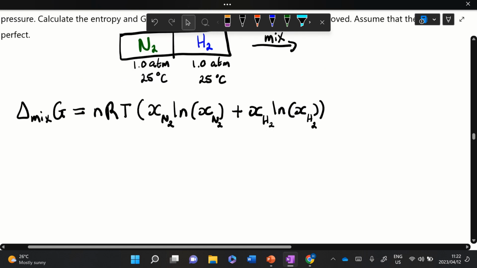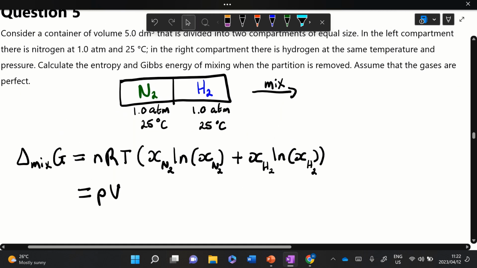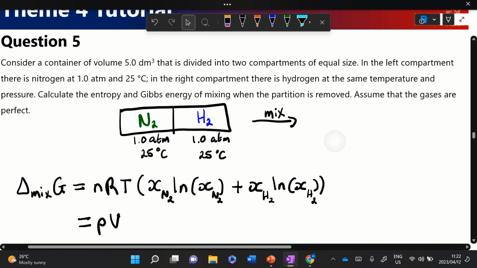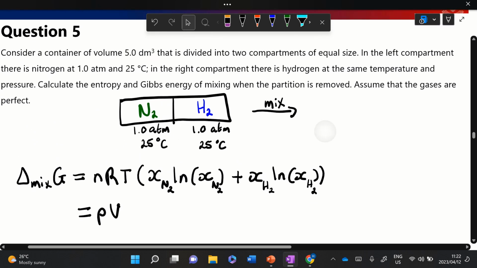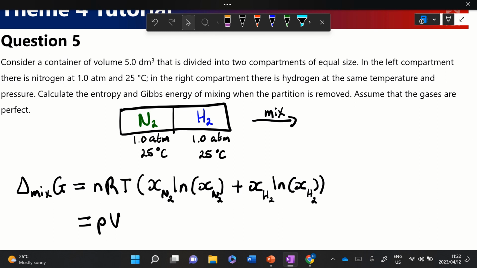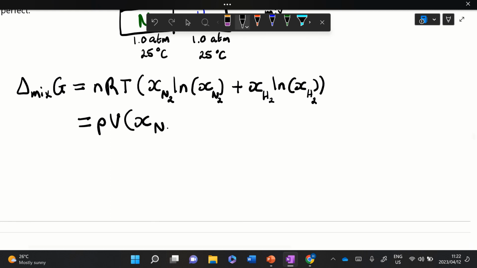Okay, and then because they're perfect, nRT can be equal to PV, because we're given pressure and volume. So we don't have the number of moles of the gases, we have pressure, and we're given the volume of the container, which is 5 cubic decimeter. So that's something we're given, so we would rather use that.